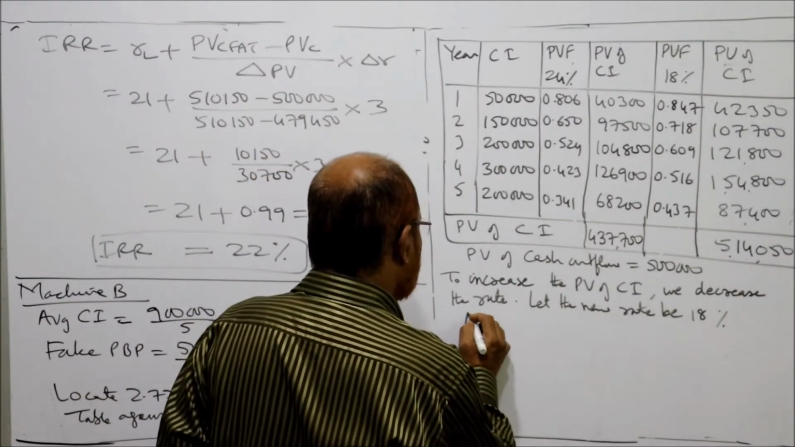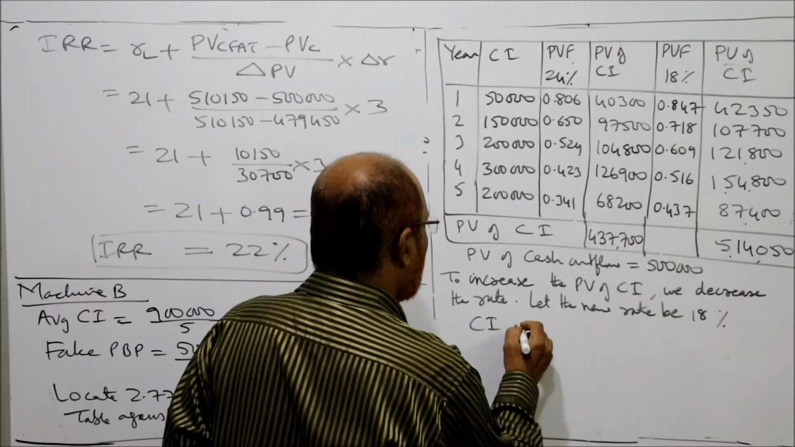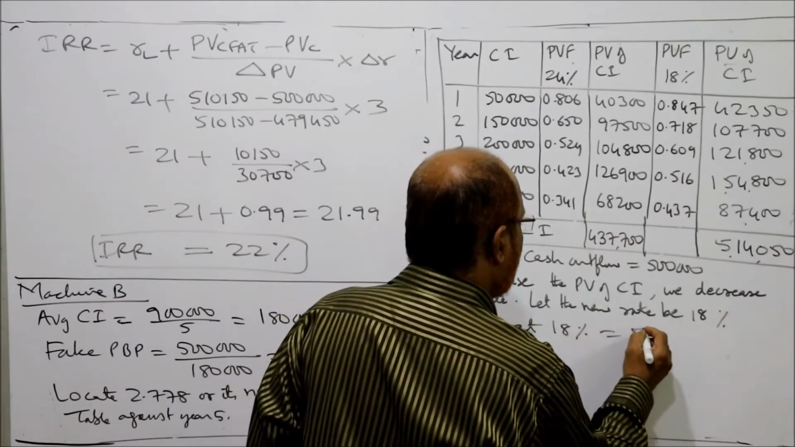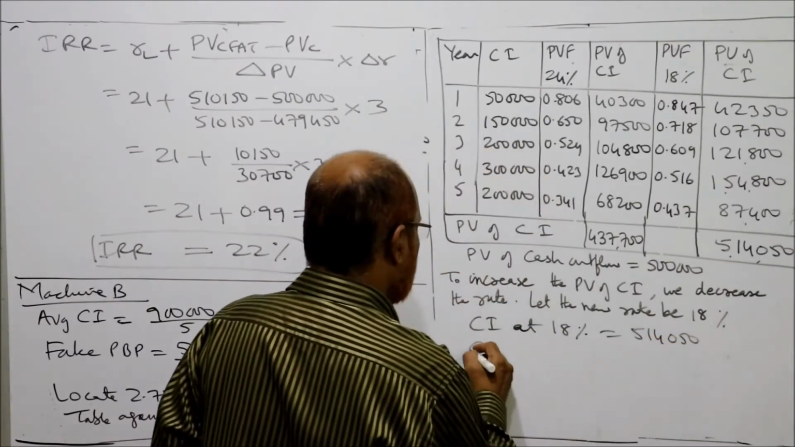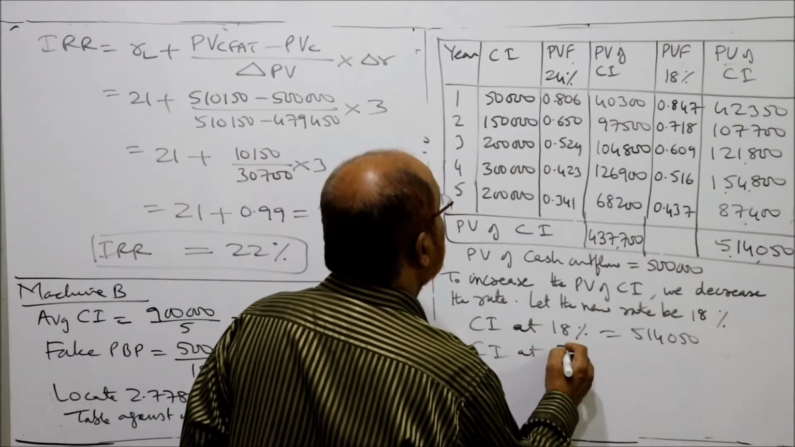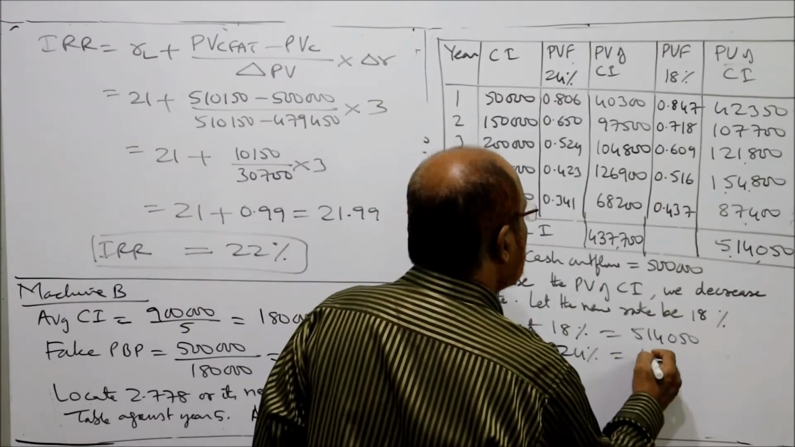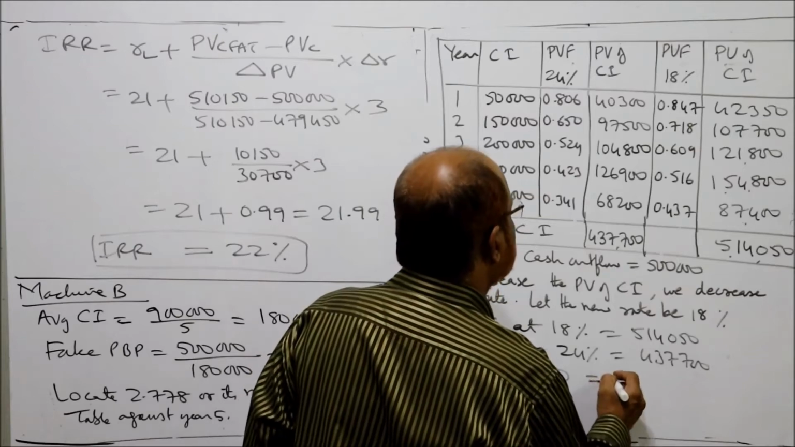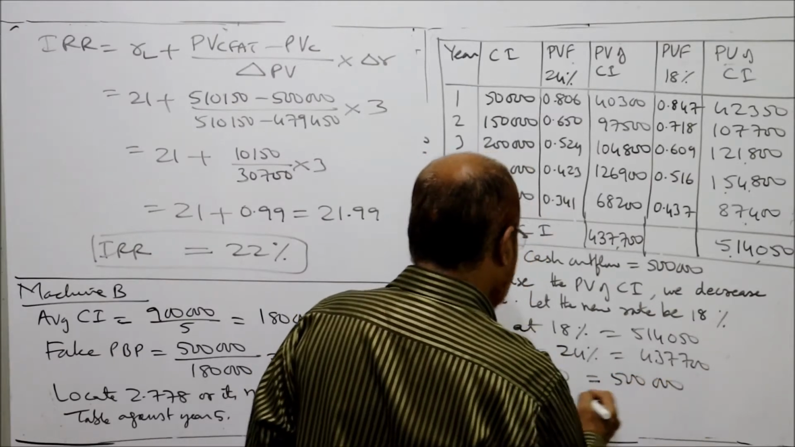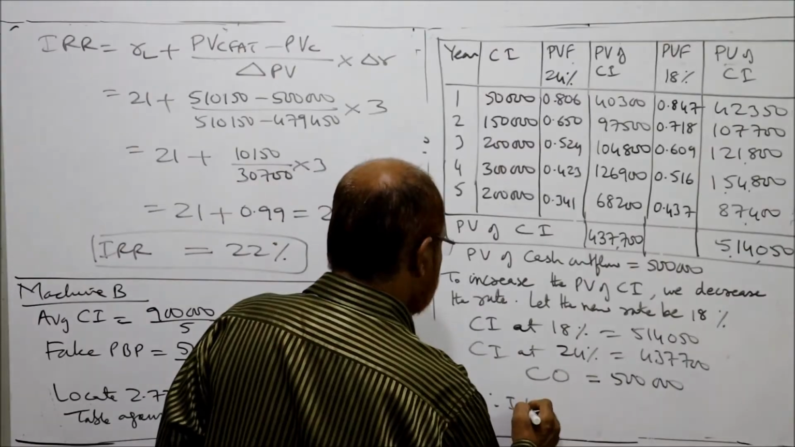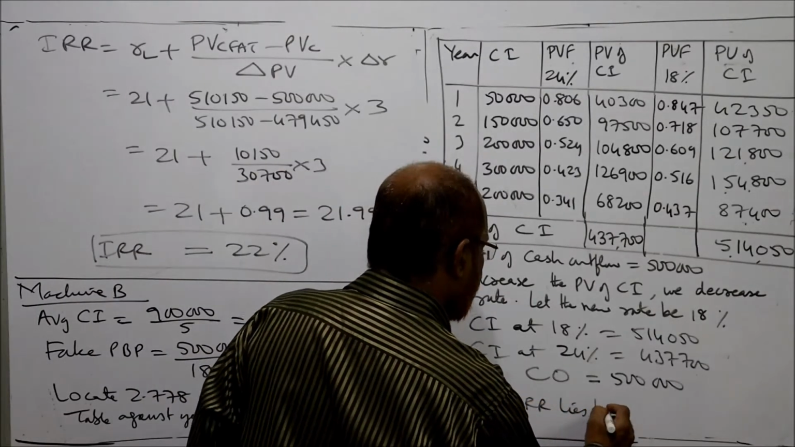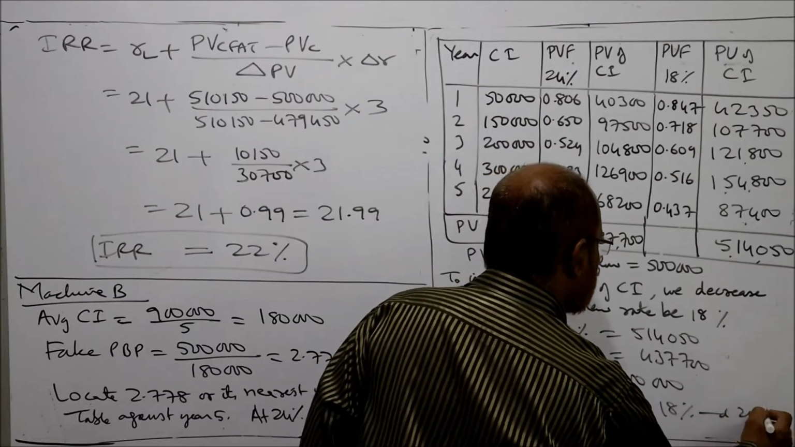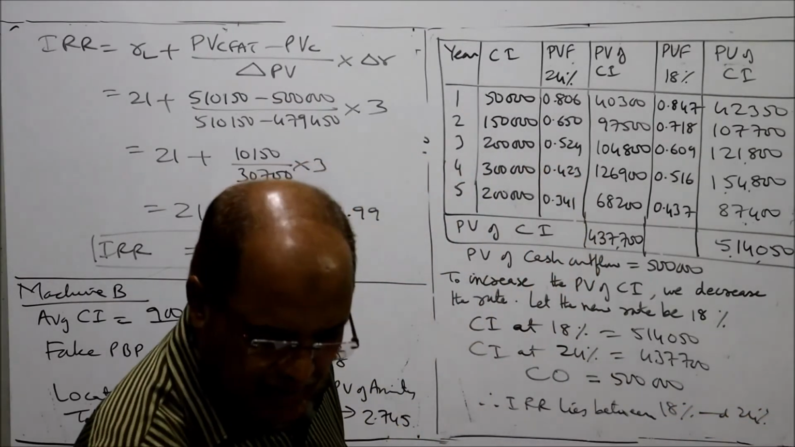So the cash inflow at 18% is 5,14,050. The cash inflow at 24% is 4,37,700, against the cash outflow. Therefore, IRR lies between 18% and 24%. 18 और 24 के बीच में IRR है.